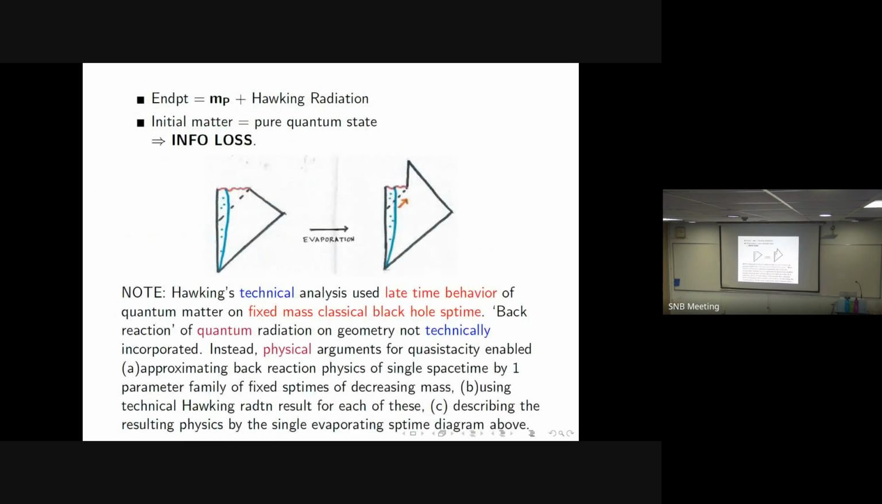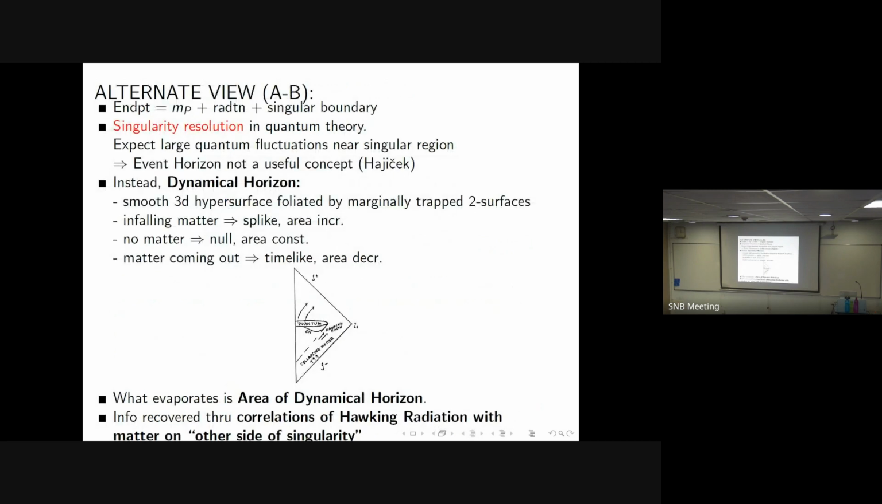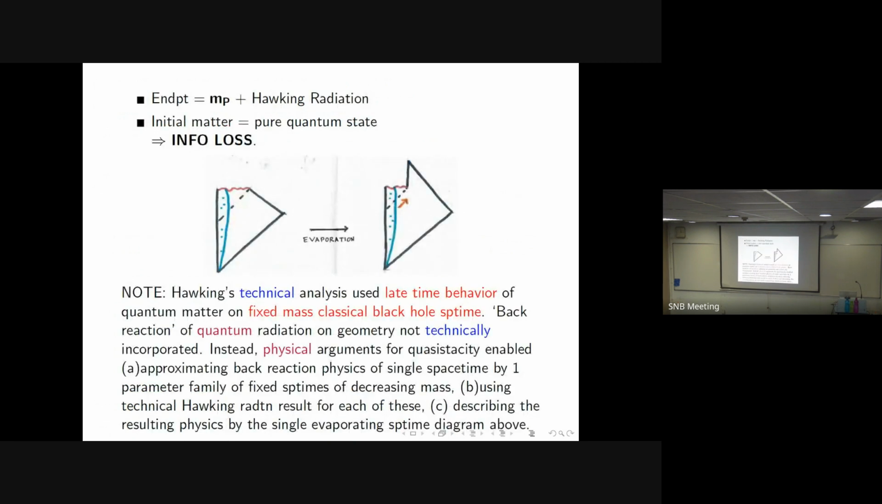Now, this is the Hawking view. But there is an alternate view to this, which is the relativist view. This was first articulated by Ashtekar, Bojowald and collaborators. What they note is that the endpoint is not just something of Planck mass and radiation, but you actually have this singular boundary as well. And if you think about it, all the matter is really gone in over here, so if any information has gone, it has gone into that singular boundary.